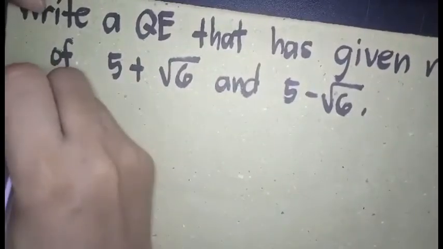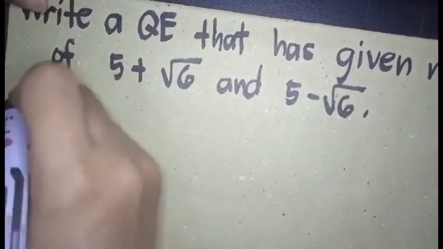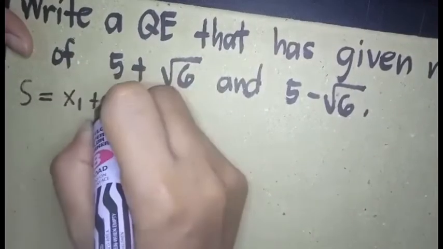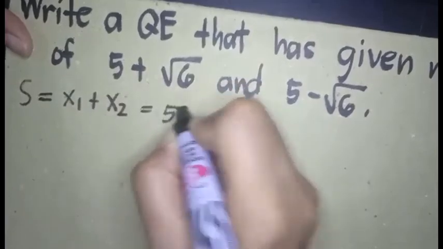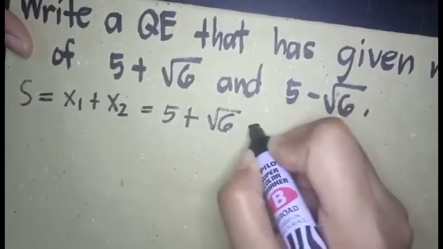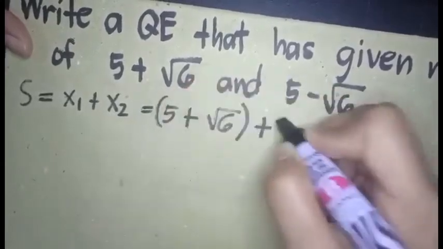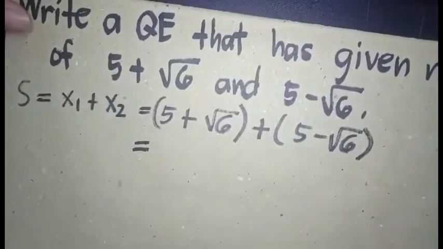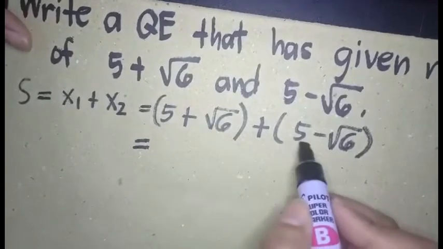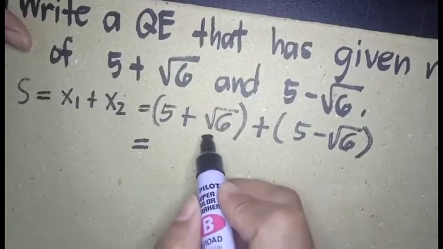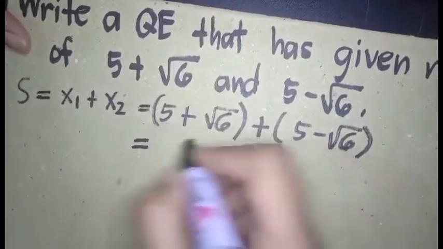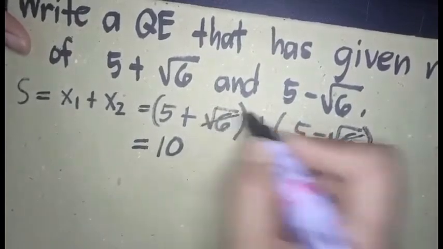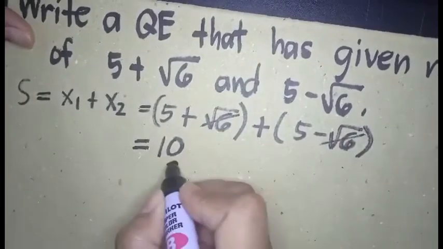So, let us first get the sum. The sum is x1 plus x2. So, we have 5 plus the square root of 6 plus 5 minus the square root of 6. Okay? To add this, we simply add the whole numbers and then add the radicals. So, 5 plus 5 is 10. Positive square root of 6 plus negative square root of 6 cancel out because that is equal to 0. So, therefore, our sum is 10.